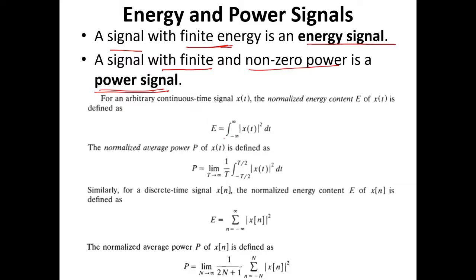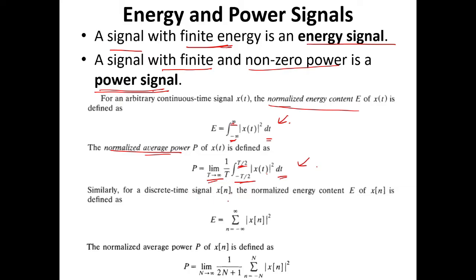In the continuous time domain, the energy of a signal is given by the integration from minus infinity to infinity of modulus of x(t) whole square dt. Whereas the previous one was the normalized energy content, the next one is normalized average power. It is given by P equals limit T tending to infinity 1 by T integration from minus T by 2 to T by 2 of modulus of x(t) whole square dt. So this would be the power of the system.